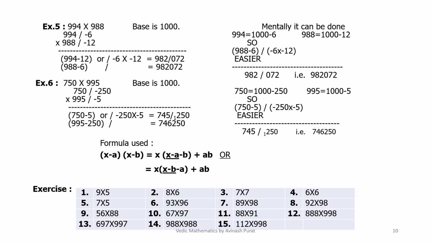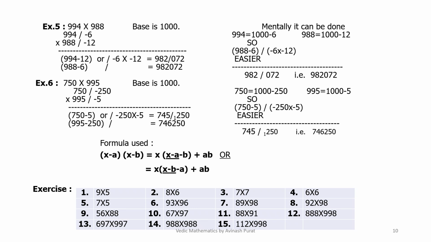Here the formula used is (x minus a) multiplied by (x minus b) equals x multiplied by (x minus b minus a) plus ab, or x multiplied by (x minus b) minus a plus ab.